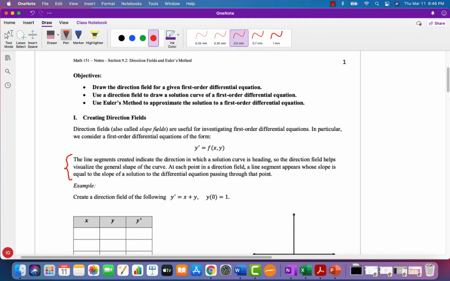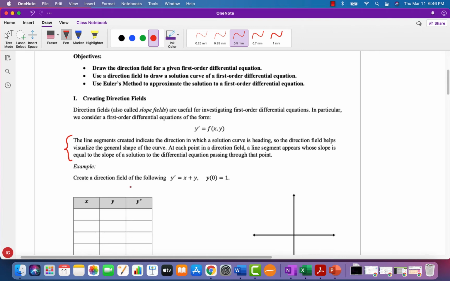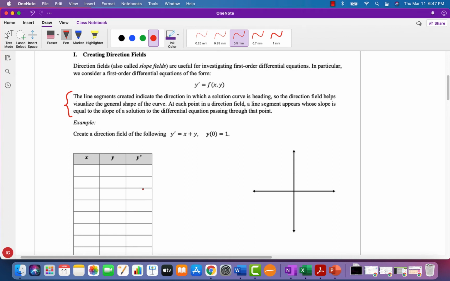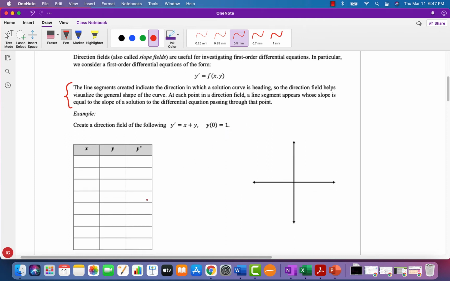Okay, so here we have to create a direction field of the following. So we have y prime is equal to x plus y, and we have y of 0 is equal to 1. Okay, so we're going to create a table, and then with the points on each of the points, we're going to have the slope. And what we're going to do here is we're basically going to graph each of those slopes so that way you can have an idea of what's going on.